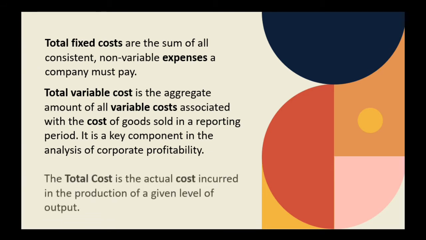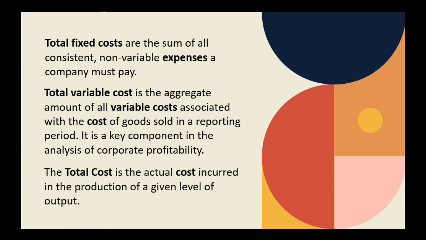While the total cost is the actual cost incurred in the production of a given level of output. In other words, the total expenses or the cost incurred, both explicit and implicit, on the resources to obtain a certain level of output is called the total cost.